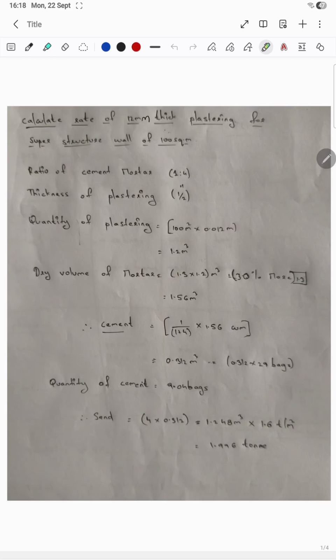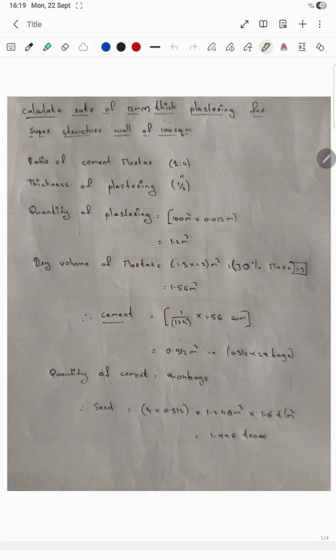Now we are calculating the sand. As the part of sand is 4, we multiply 4 times the cement, which is 1.248 meter cube. In 1 meter cube it fills up to 1.6 ton, so we multiply 1.248 into 1.6, and the quantity of sand is 1.996 ton. Now we have obtained the quantity of cement and sand.